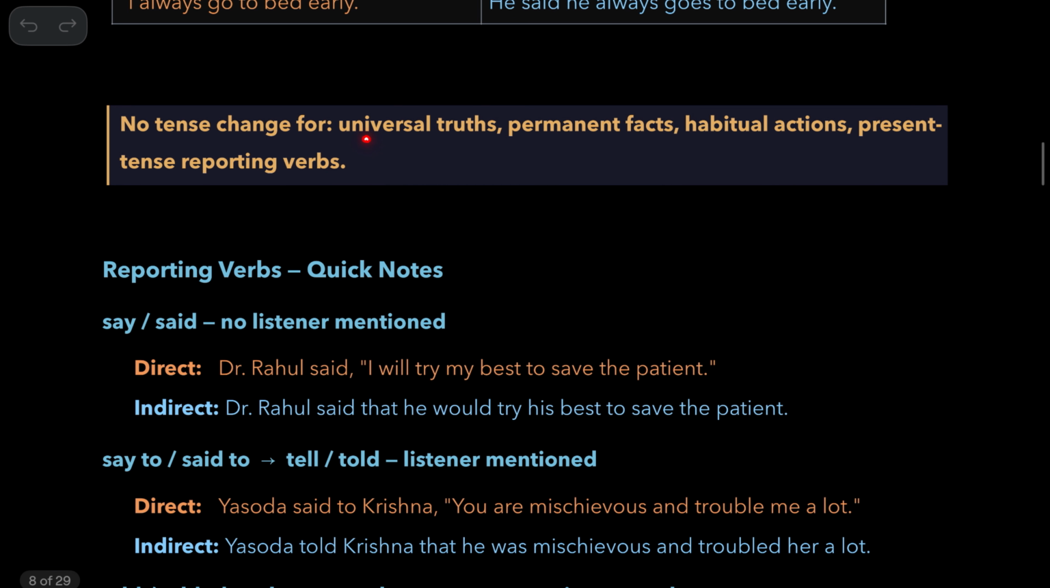So there is no need for any change of tense when you are reporting universal truths or permanent facts, habitual actions, or if the reporting verb is already in the present tense. Reporting verb means this one. Okay. So let us take a look at some more examples.